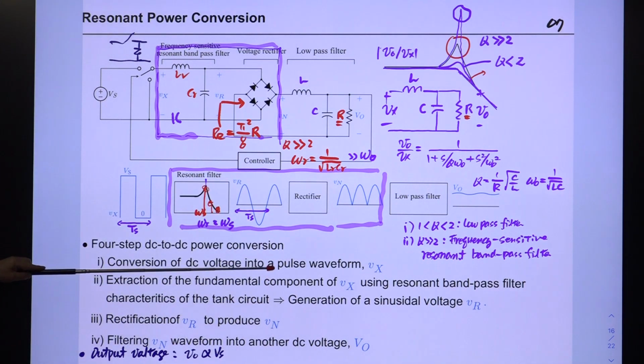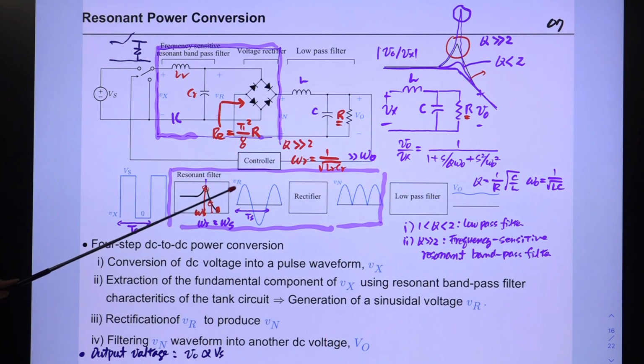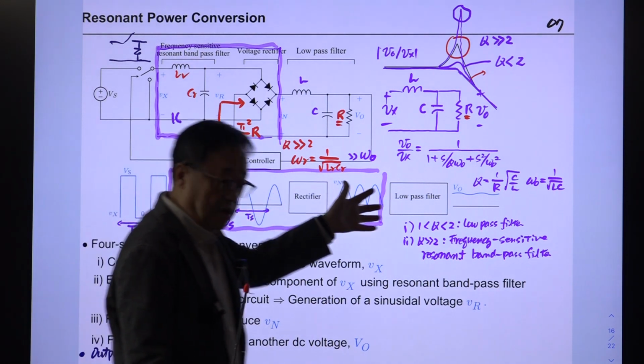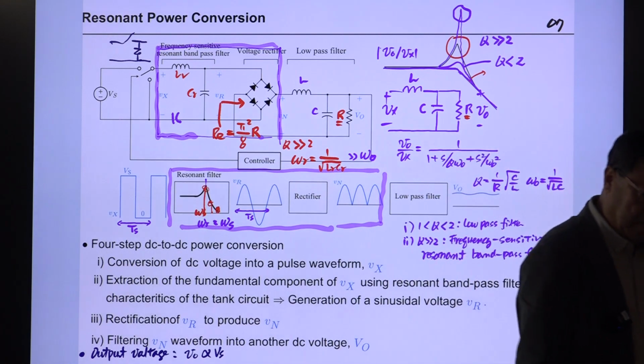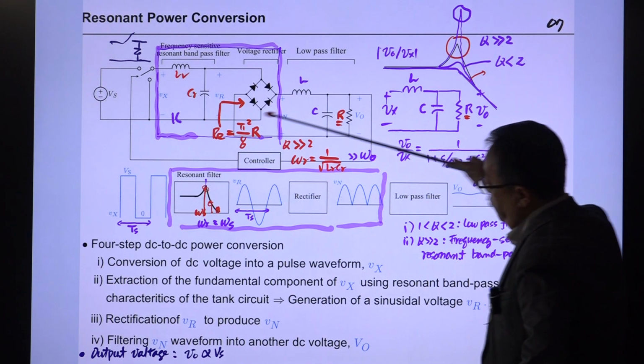So the first step is conversion of this voltage into a pulse waveform Vx, and the second step is extraction of the fundamental component of this waveform using the resonant bandpass filter. Next, we generate these VR waveforms. The next step is rectification of this waveform, and the final step is low pass filtering of this waveform. Then you will have another DC value, different from this.